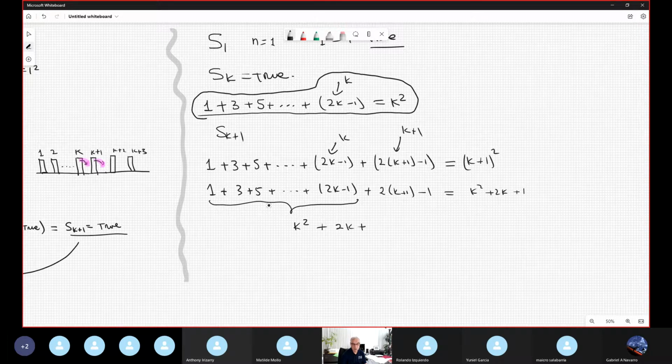2k plus 2 minus 1 should be equal to k squared plus 2k plus 1. One more time, we combine like terms. 2 minus 1 is 1. And this is equal to the right side. Proof.